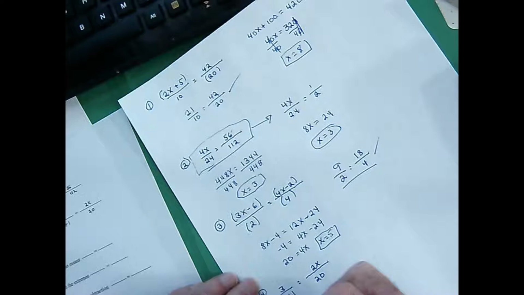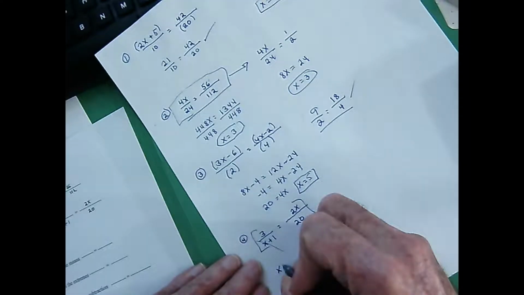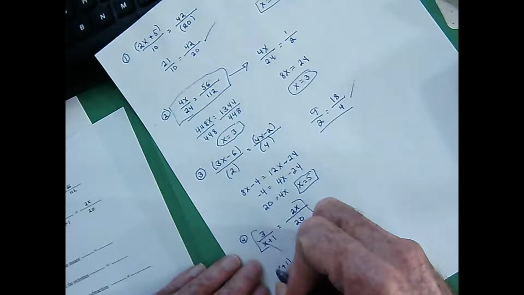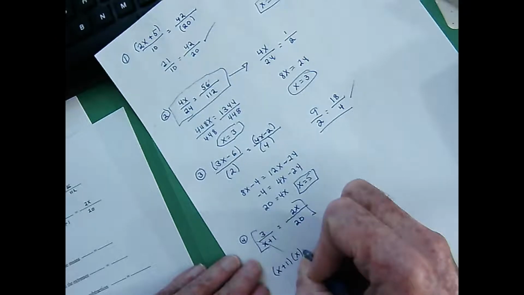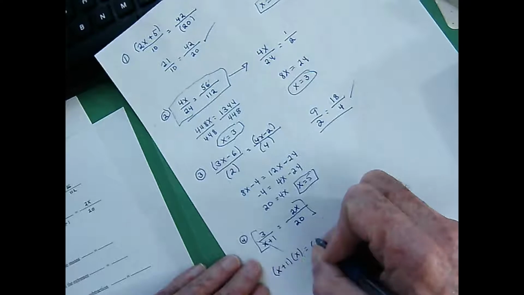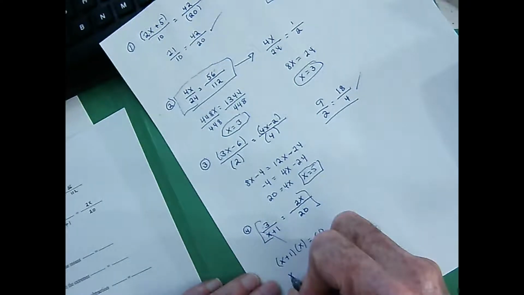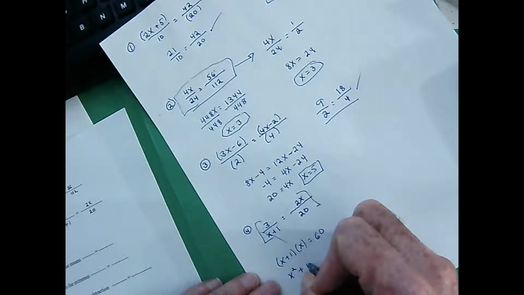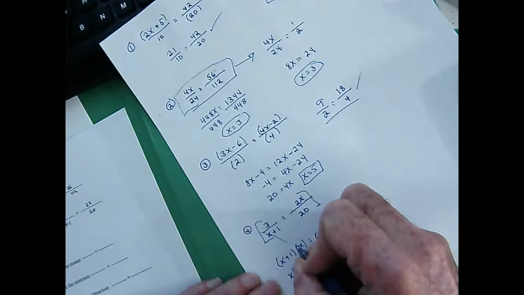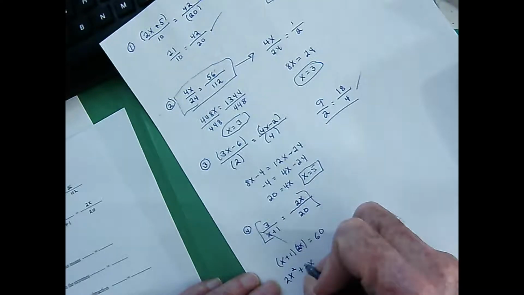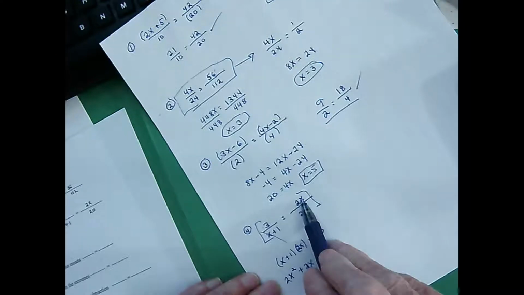The product of the means, x plus 1, times x, is equal to the product of the extremes, 20 times 3, or 3 times 20. That'd just be 60. When I multiply here, I'll get x squared plus 1x. Oh wait, that was a 2x, wasn't it? So excuse me, let me make that be a 2x. So that would be 2x squared plus 2x, be careful there, is equal to 60.